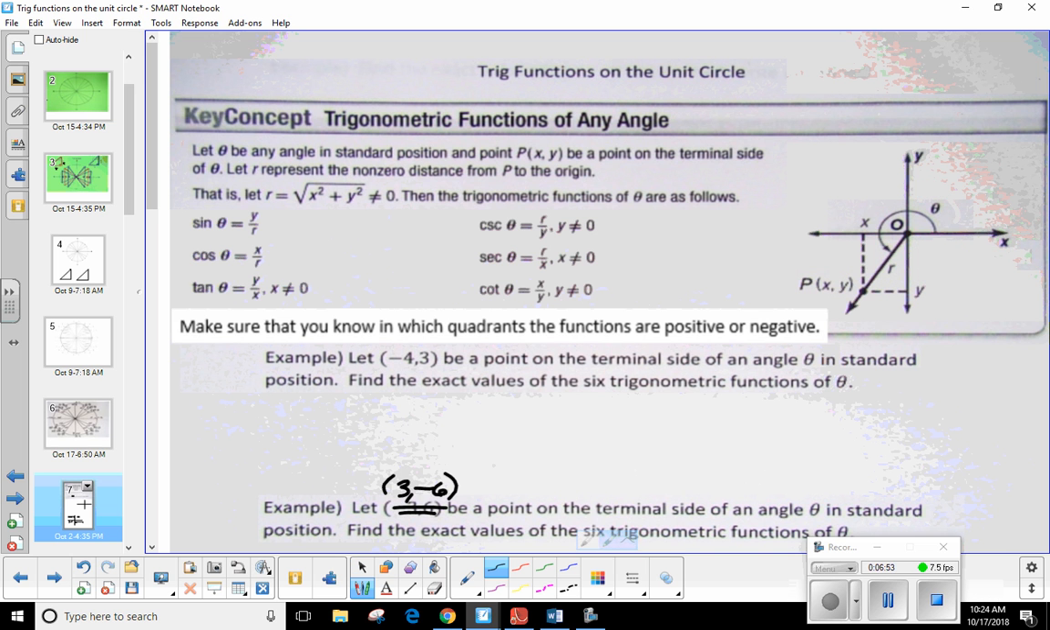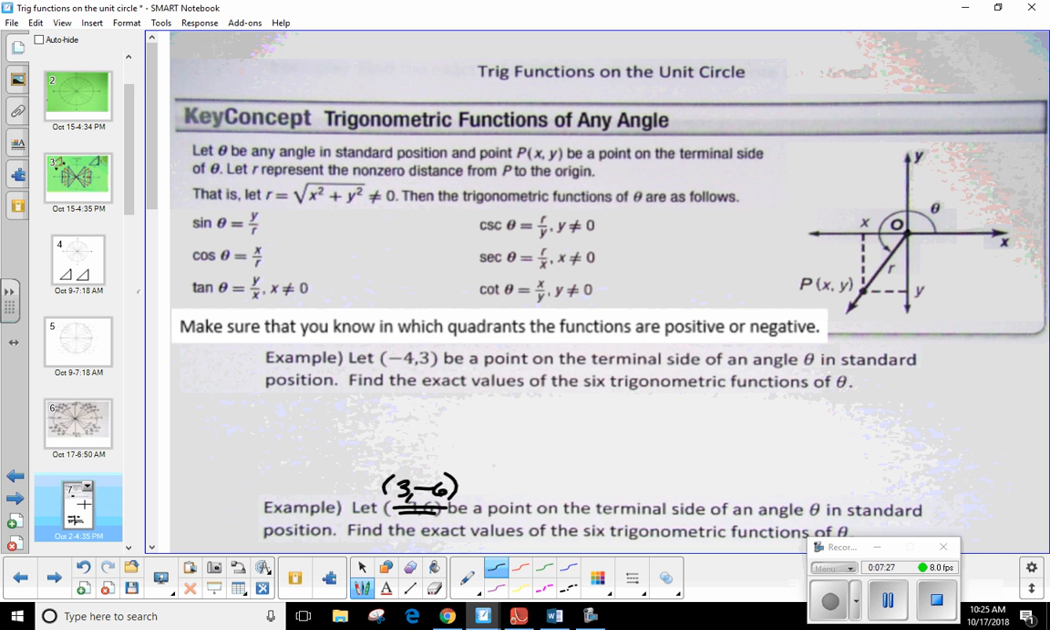So let theta be any angle in standard position and let P(x, y) be a point on the terminal side of theta. Because we're now taking the unit circle and putting it on your xy grid, like I was just showing you, we're not going to be looking at the side ratios in terms of adjacent, opposite, and hypotenuse anymore. We're going to refer to those as x, y, and r. Let me show you. This example has it being in quadrant 3.